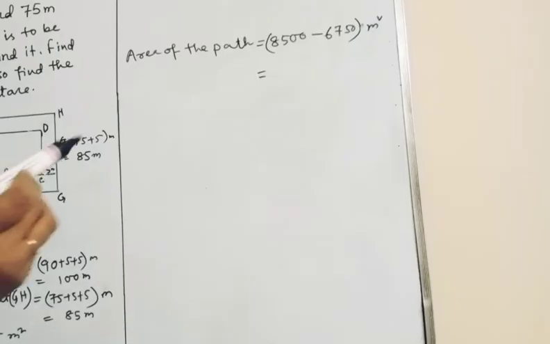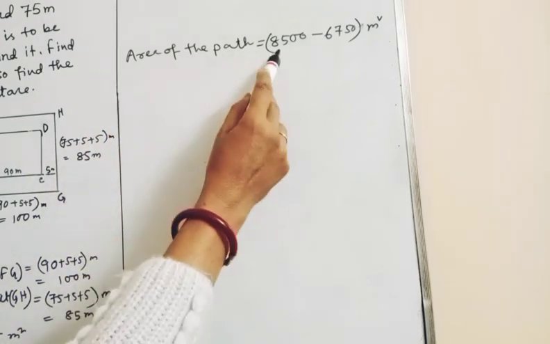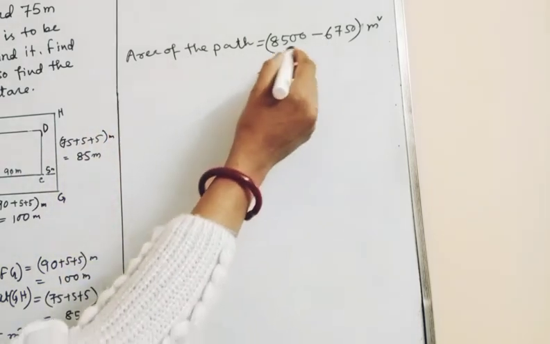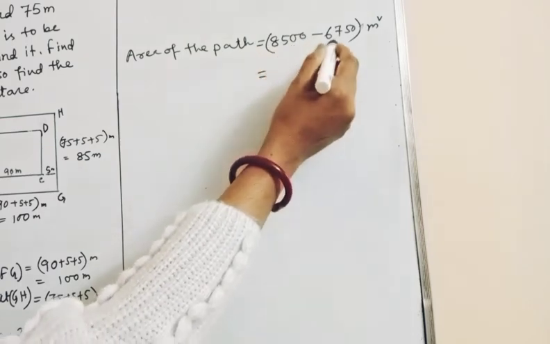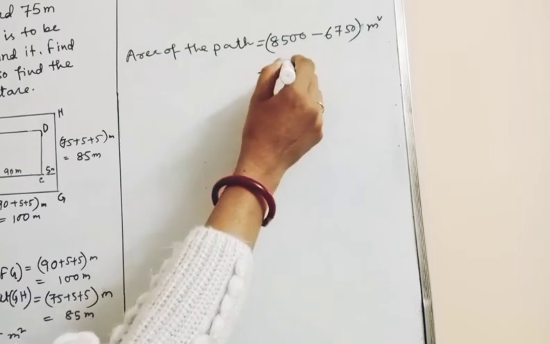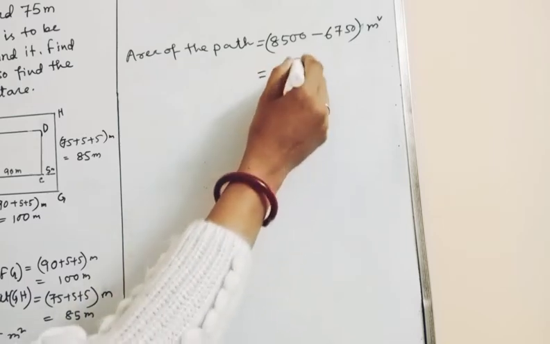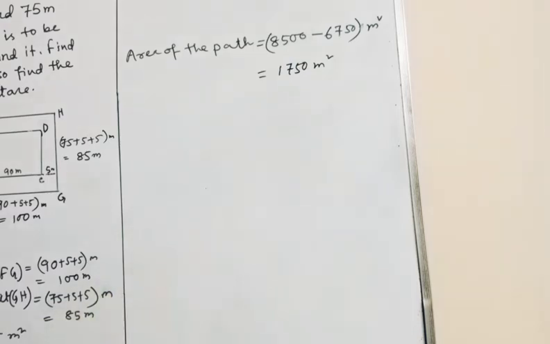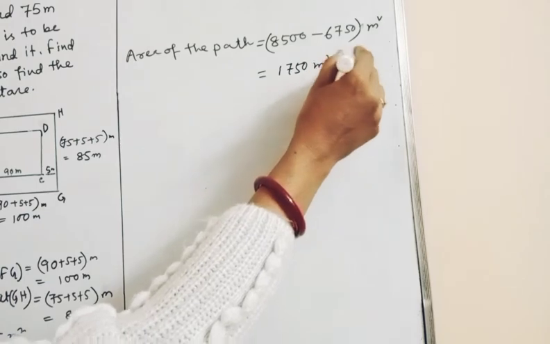Now area of the path will be the outer rectangle minus inner rectangle. So 8,500 minus 6,750 meter square, subtract it, you will get 1,750 meter square, and this is the area of the path. So this is one answer.